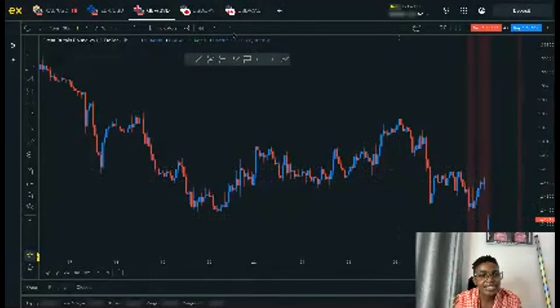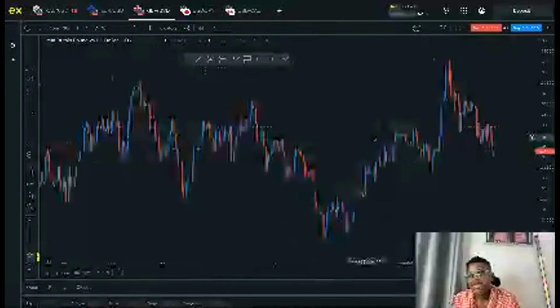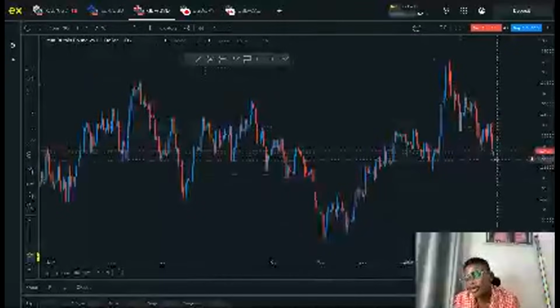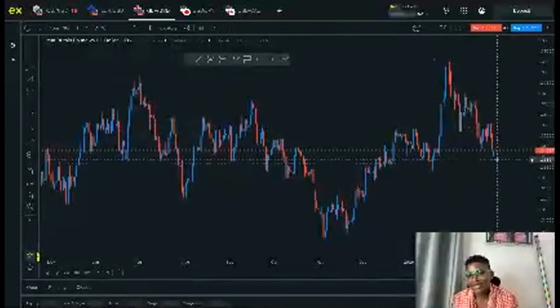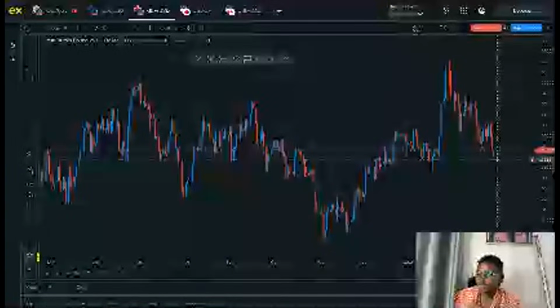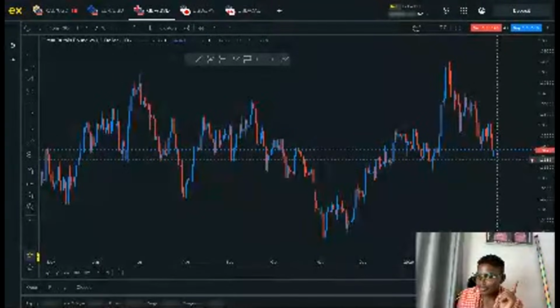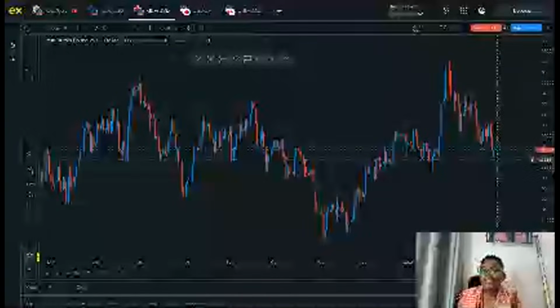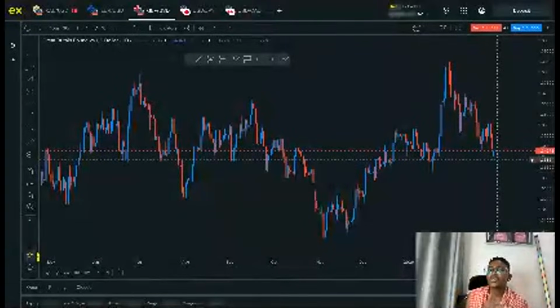Okay, so let's just analyze GBP. I'll start from daily. Let me just see what daily says. The daily candle that has formed is a buy candle. I say it means something. The daily perspective of GBP is buy. And GBP USD is the reverse of USD.